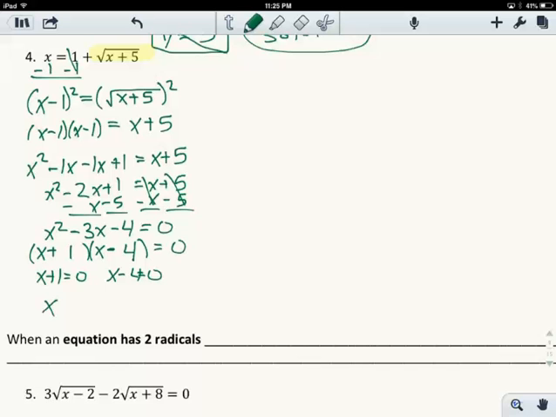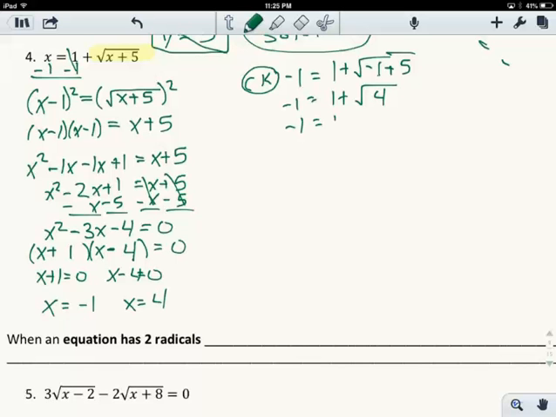So our answers are x equals negative 1 and x equals 4. You're going to have to go back and check both of those in your original. So we want to know, is negative 1 actually equal to 1 plus the square root of negative 1 plus 5? So we have negative 1 equals 1 plus the square root of negative 1 plus 5, which is 4. Negative 1 equals 1 plus the square root of 4, which is going to be 2.